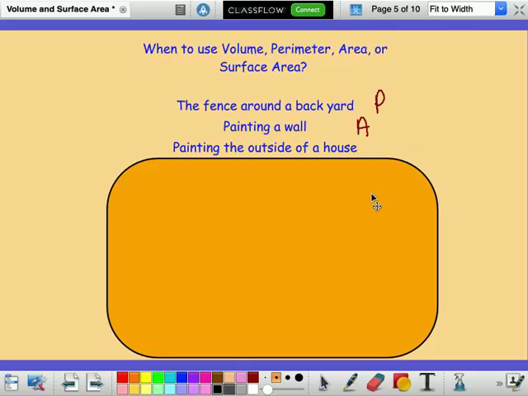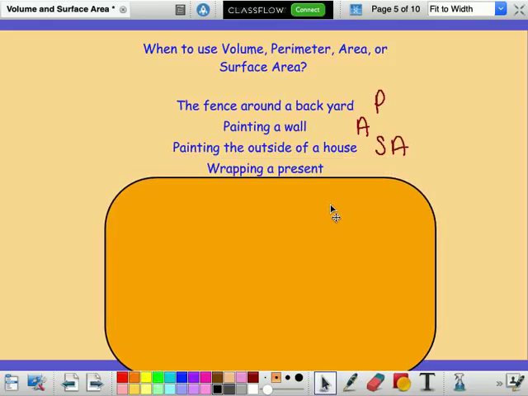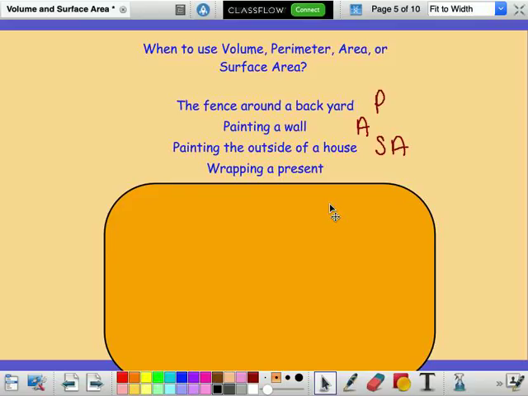Painting the outside of a house. So if you're painting the entire outside of a house, you could think of that as being in the shape of a rectangular prism or something very similar to that. That is three-dimensional, and that would be surface area. Wrapping a present. So we're putting gift wrap on, again, like a box or something like that. That's going on the outside of a three-dimensional object, and again, would also be surface area.